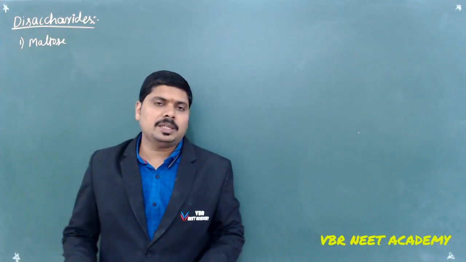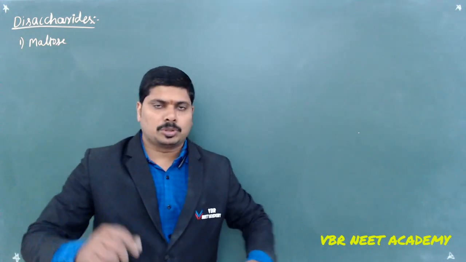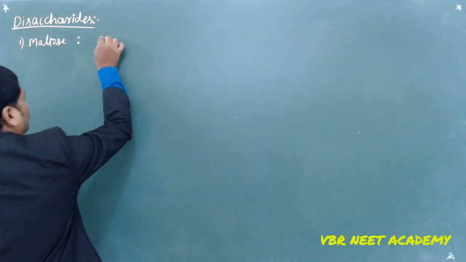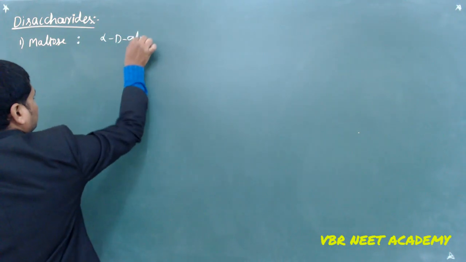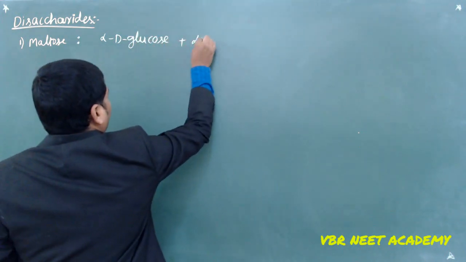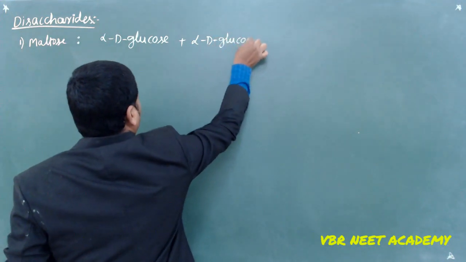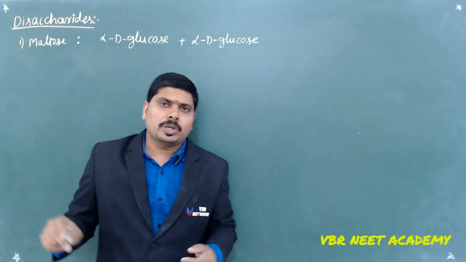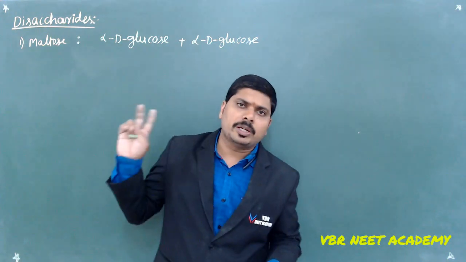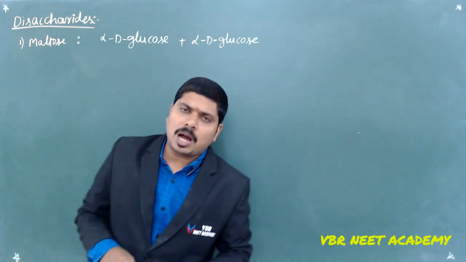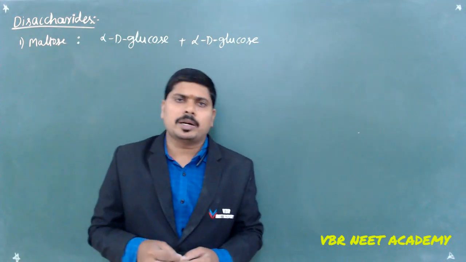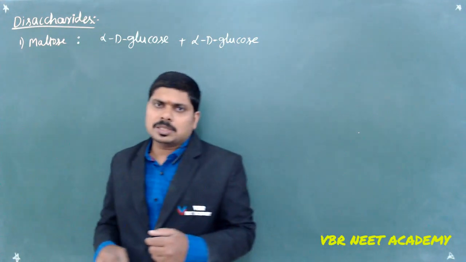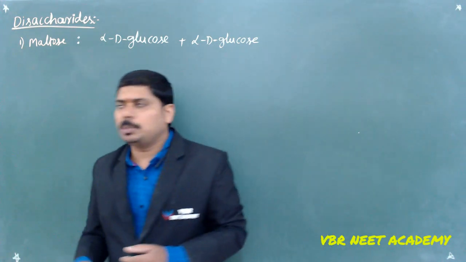So the next one we will see is the disaccharide maltose. Maltose can also be called malt sugar, and this is going to be made by alpha D glucose plus one more alpha D glucose. As we said, a disaccharide is a carbohydrate which on hydrolysis is going to give two monosaccharides. So here what two monosaccharides are we going to get from maltose? We are going to get two alpha D glucose molecules. Now how are these alpha D glucose molecules going to form a bond? A bond between two carbohydrates is called a glycosidic bond. What is it called? Glycosidic bond. We will see now how the glycosidic bond is going to be formed.